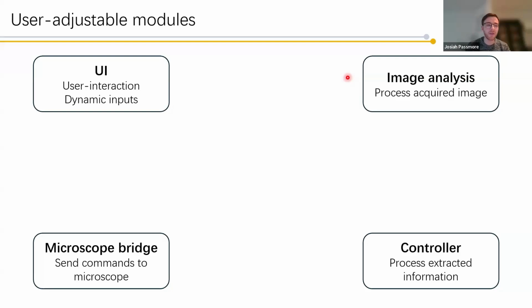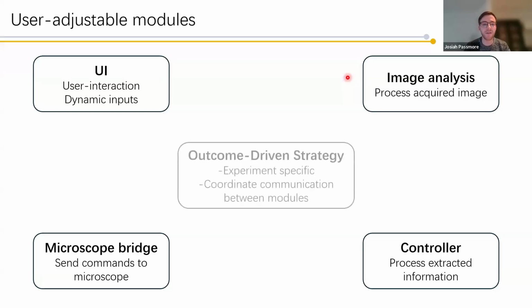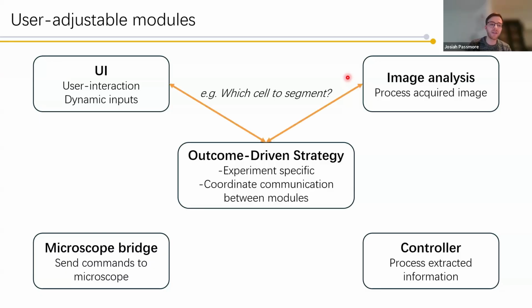And so all of these user adjustable modules are very nice, but they're all quite separated in their own little islands, and you need something to really bring them together and coordinate the experiment that you want to do. So we have this driver module called an outcome-driven strategy, which is where you have an experiment-specific module, and this coordinates communication between all of these other ones. So for example, to link the UI to the image analysis, you need to know when the user has clicked on a cell, which cell is sent to this image analysis for segmentation, for example.